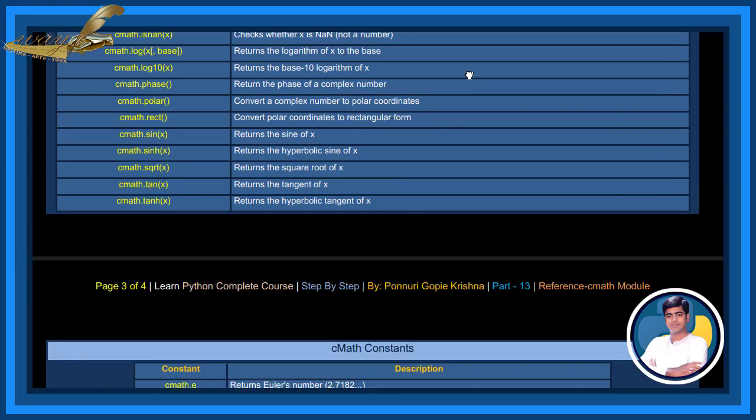rectangular form. cmath.sin method returns the sine of x. cmath.sinh method returns the hyperbolic sine of x. cmath.sqrt method returns the square root of x. cmath.tan method returns the tangent of x. cmath.tanh method returns the hyperbolic tangent of x.